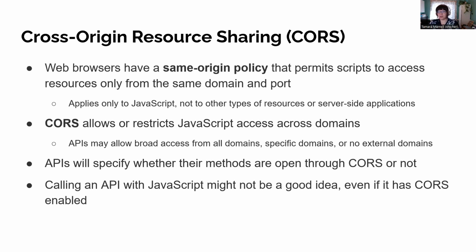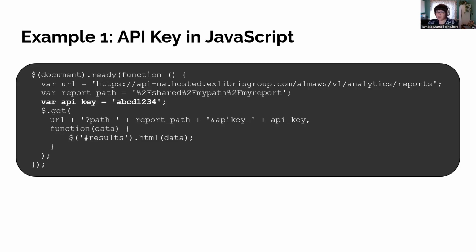Now, the actual important bit, you might not want to rely on an API that does have CORS enabled because you could be exposing your information to people accidentally. So here's an example of if you were doing an asynchronous call to the analytics API from Ex Libris, and you just stuck this jQuery on a web page. There's the URL that it sends the request to. I want to get this report at this path. Here's my API key to tack on to the end of the URL as a parameter.